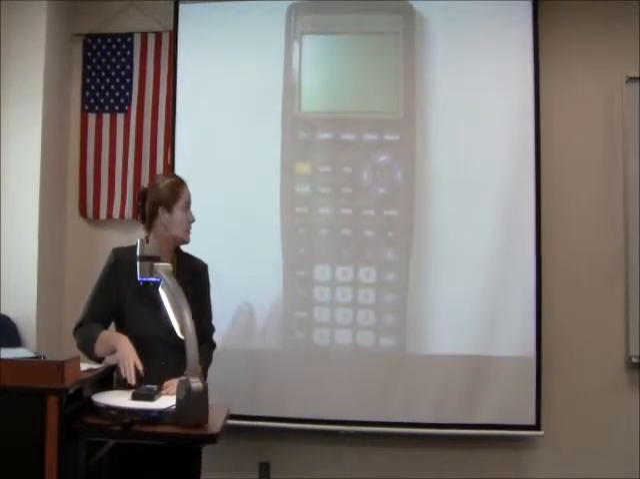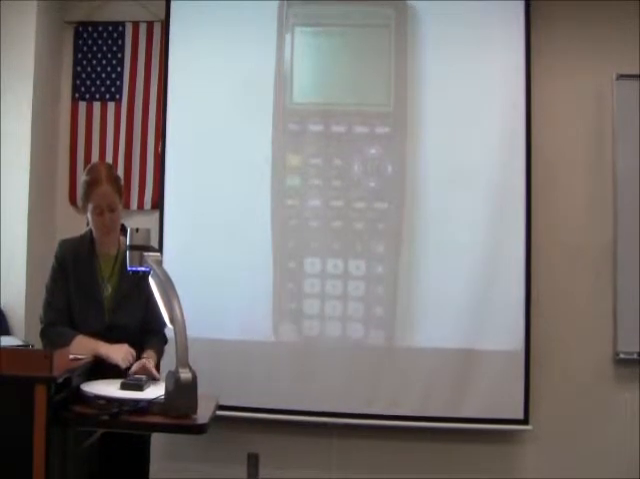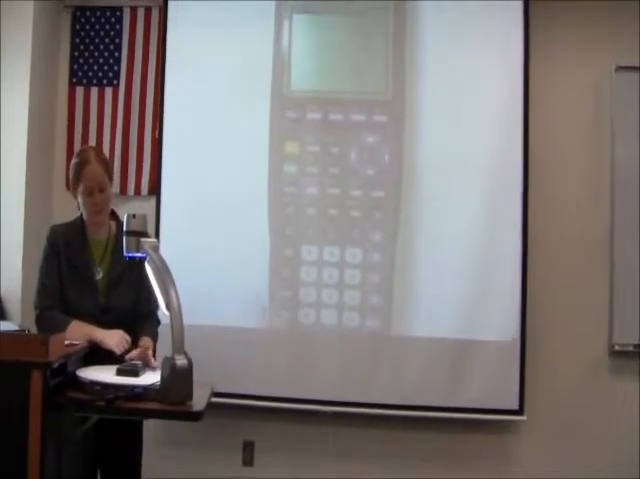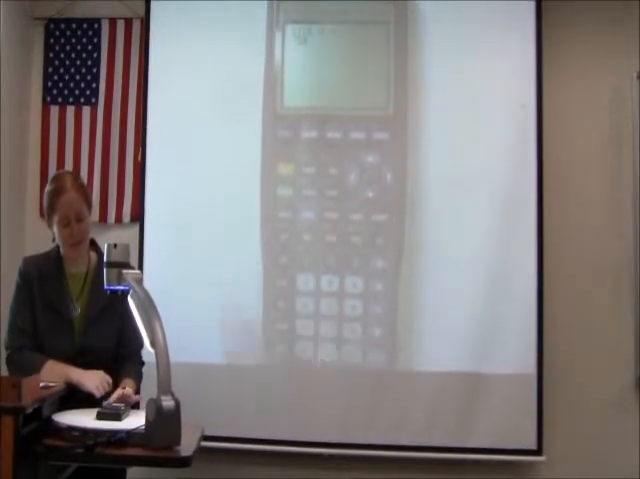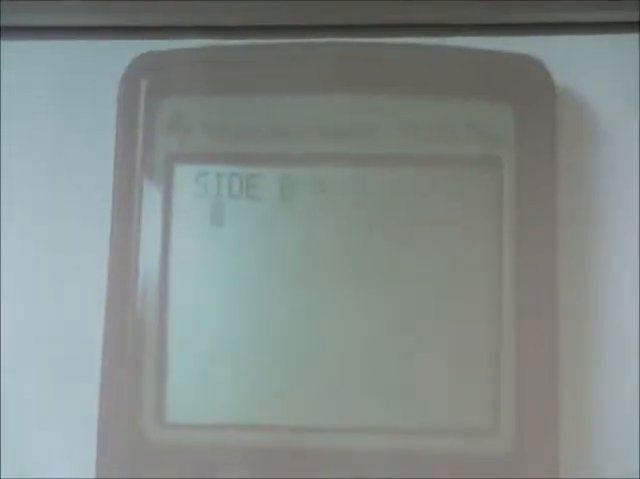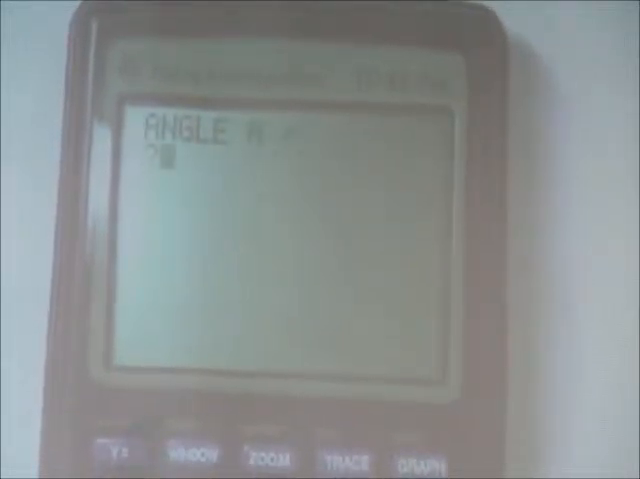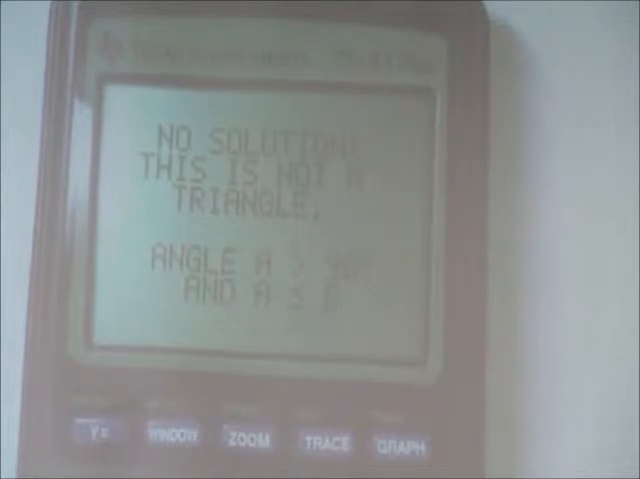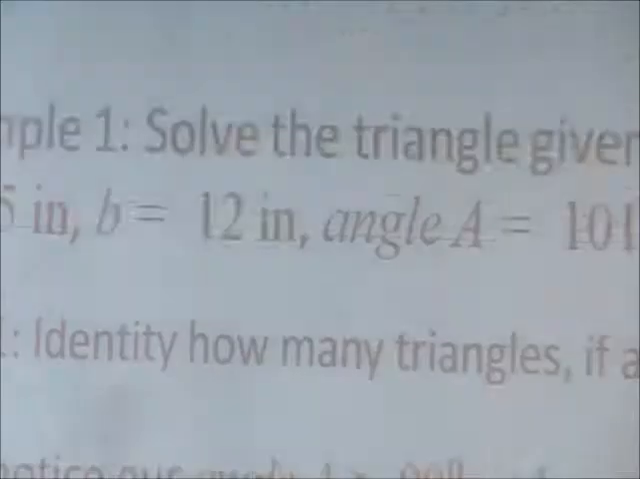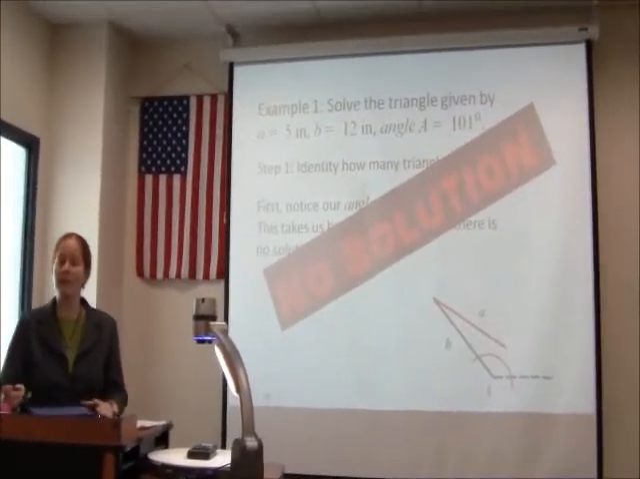So we're going to go ahead and start our program. Okay. We're going to do the triangle test. We're going to enter side A, which in this case is 5. Then we're going to enter side B, which is 12. And then finally our measurement of angle A, which in this case is 101 degrees. And sure enough, we don't have a solution because angle A is greater than 90 degrees, which means it's obtuse, and A is less than or equal to B. So for this problem, we don't have a solution.